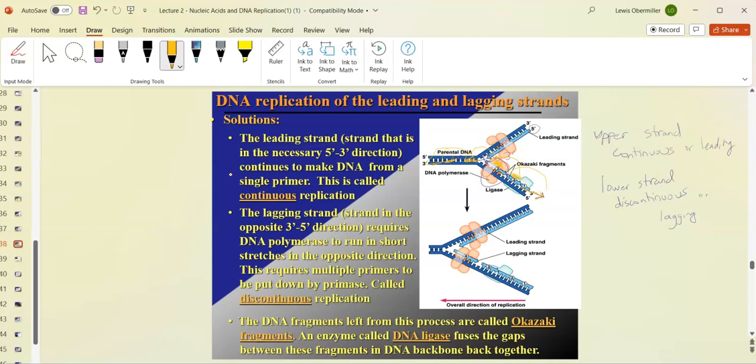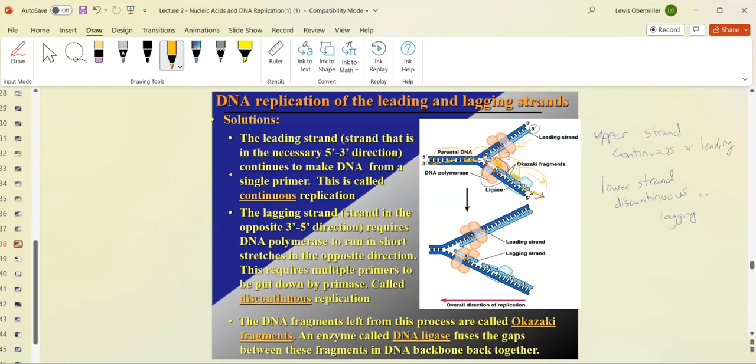And the reason is because it can only go from 5' to 3'. It can only replicate this way. This strand can only replicate this way. And you have the exact same problem on the right fork, except the leading strand is on the bottom and the lagging strand is on the top.